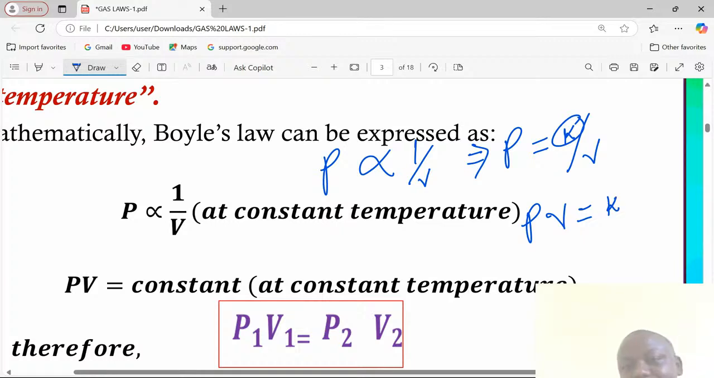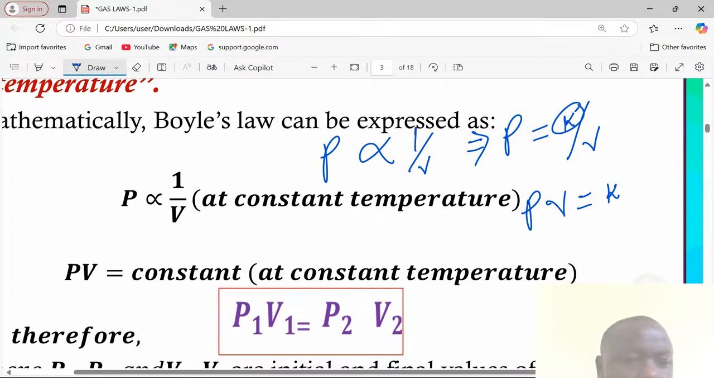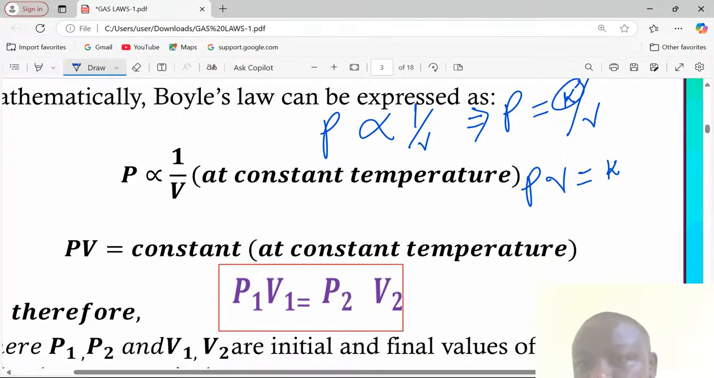In this particular case, where K is a constant, it's good for you to understand that, let's assume we had a case whereby there was a pressure P1, which gave a corresponding volume V1.